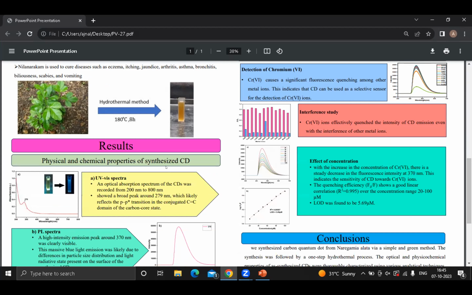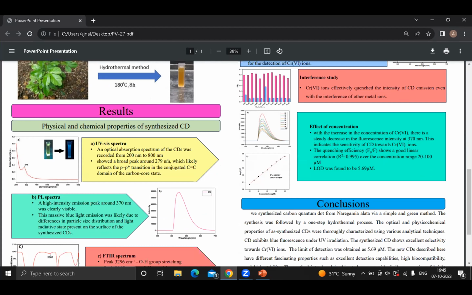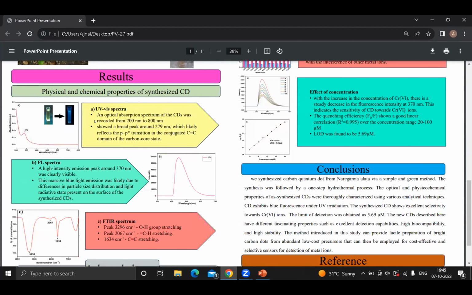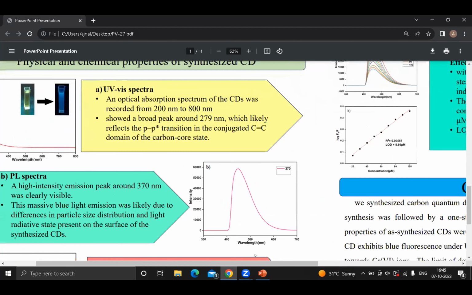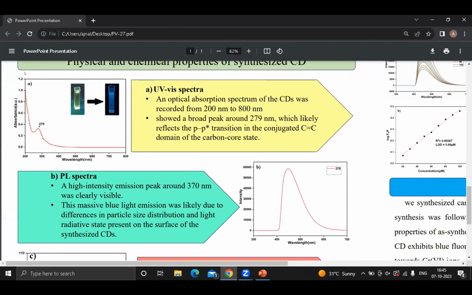We conducted several studies in order to understand the properties of the as-synthesized CD solution. The first study was related to physical and chemical properties. Here, an optical absorption spectrum of the CDs was recorded from 200 nanometer to 800 nanometer. There was a broad peak around 279 nanometer, which likely reflects the pi-star transition of conjugated C double bond C domains of the carbon core.